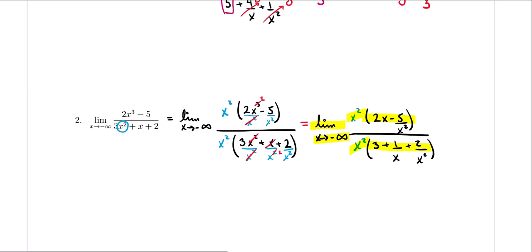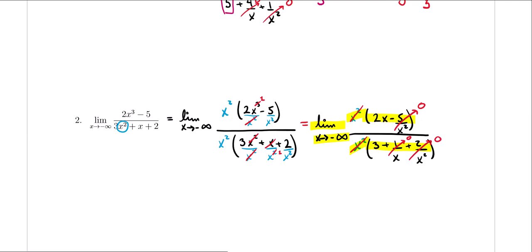Alright, so just as we did in the previous example, we can cancel out the x squareds that we factored, and now we can go ahead and evaluate the limits. Beginning with the numerator, I have -5 divided by an arbitrarily large number in the negative direction, so it's going to go to 0 here. And on our denominator, we have 1 over x, which is also going to go to 0, and the 2 over x squared, which is also going to go to 0.